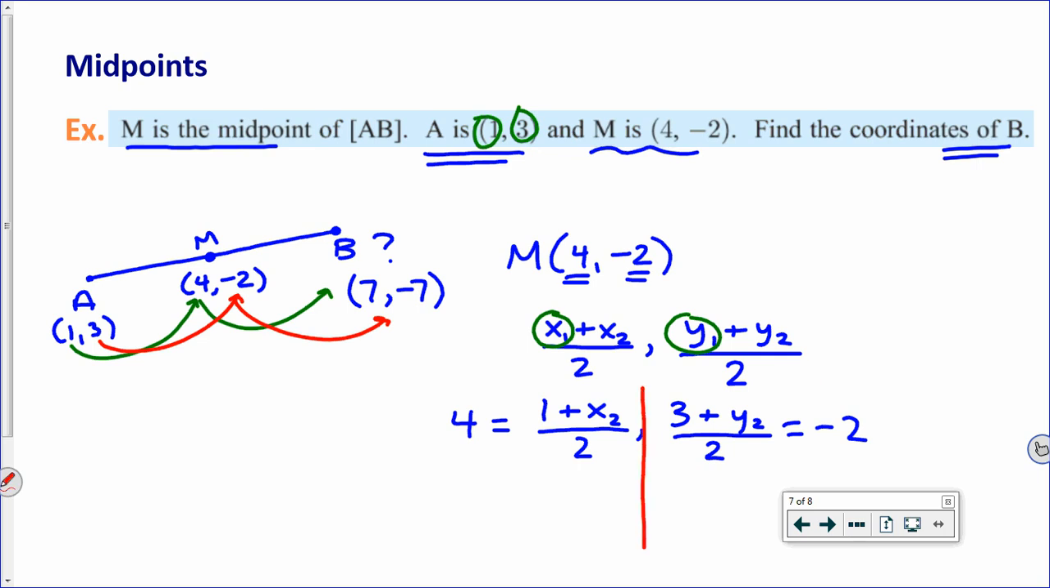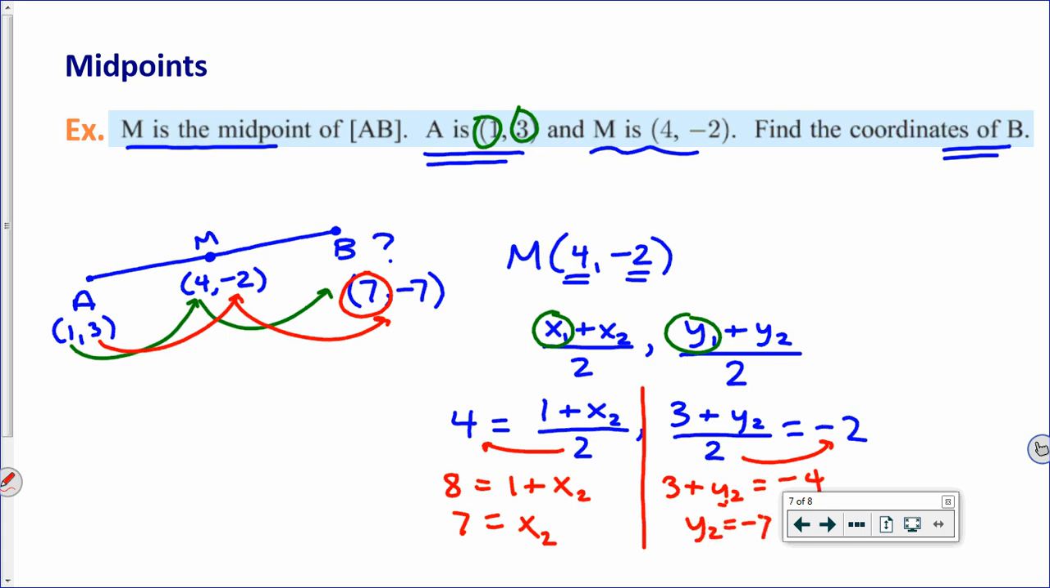So basically split your board here. This equation on the left, you would multiply by the 2. So 8 would equal 1 plus x. Subtract the 1 from both sides. So 7 must be your x coordinate, which is exactly what we had set up there. And then in this case, again, you'll multiply by the 2. 3 plus y2 is equal to negative 4. Subtract 3 from both sides, and you'll get that y is equal to negative 7, which is again what we know. So now we have B is 7, negative 7. You can get there by the jumping method or by the algebraic method. And that is all.